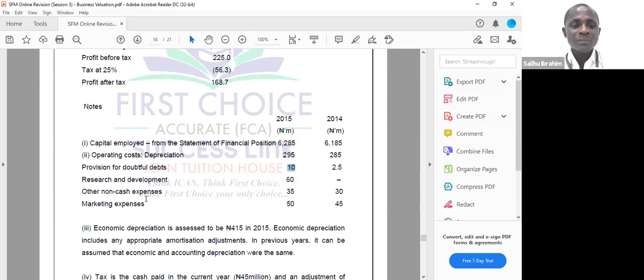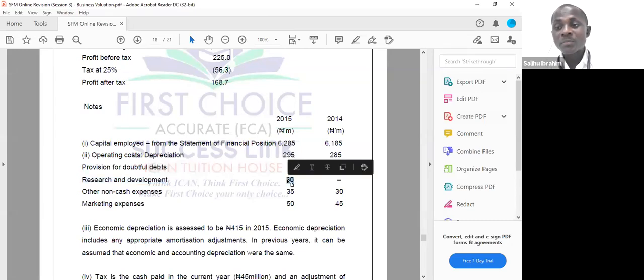Now, next one is what? Research and development. Research and development must be capitalized, whether or not it meets the criteria set out in IAS 38. So therefore, that 60 million that was previously expensed must be added back. You subtracted 60 before, so for you to cancel that, you just add back the 60 so that you cancel the treatment from there.